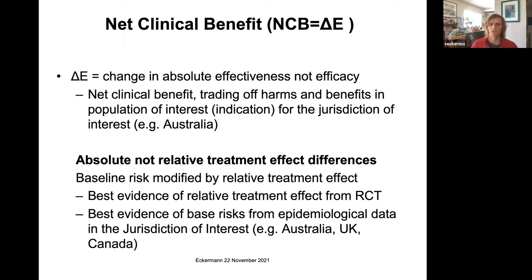The best evidence of the relative treatment effect is from a randomized control trial setting, or whatever setting you can get the best relative treatment effect estimate from, which in health technology assessment is going to be RCTs, but in many health promotion evaluations, et cetera, may be other forms of controlled analysis. But the best evidence of baseline risk is going to be from epidemiological data, in the case of health in Australia, if we're looking at the Australian jurisdiction, but whatever jurisdiction you're interested in.